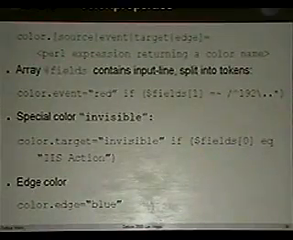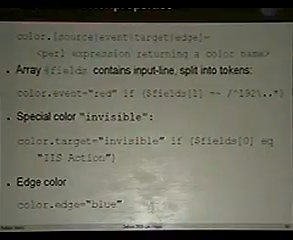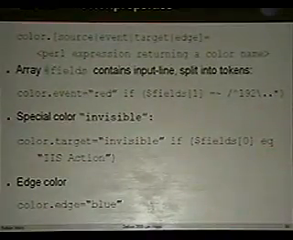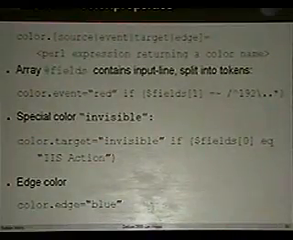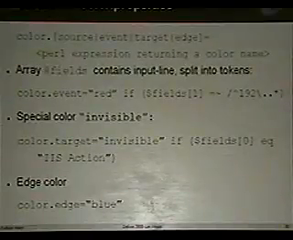Then I have the special color called invisible. If you say that the target is invisible if this expression here matches, then it won't draw that node. So you can kick out certain things by certain expressions. Or you just have a simple color. You just say color.edge equals blue.